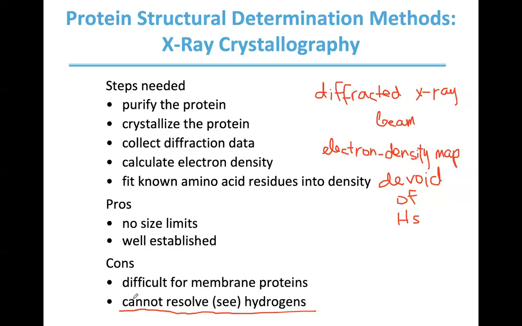Cons, why is it difficult for membrane proteins? What do you think? Membrane proteins, that means the proteins live in a membrane. So there are proteins which live in the cytoplasm. There are proteins which live in the membrane. They're nonpolar. And so for nonpolar proteins, they don't really form very strong bonds within each other, right? So they don't like to form nice crystals. And so membrane proteins are very sticky. They're very hydrophobic, they're kind of oily, right?